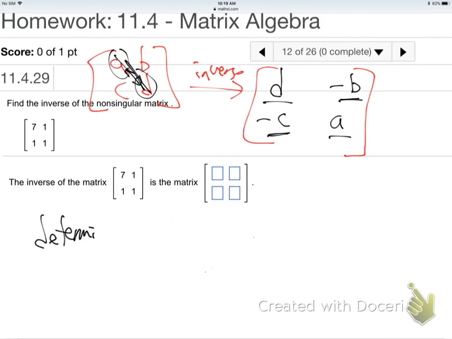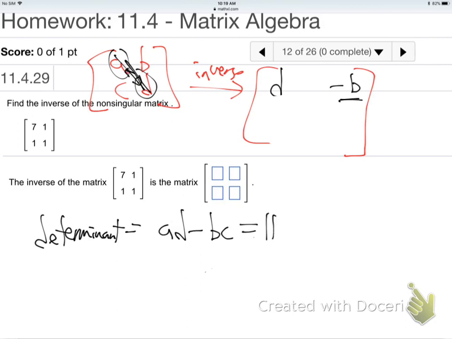you don't have to know that name. But what it is, it's A times D minus B times C. It's a number. So you divide all 4 by that. I need a little more room to write that in. I'm just going to call that number, and just divide all 4 of those by that number. And you're done. That's the inverse.